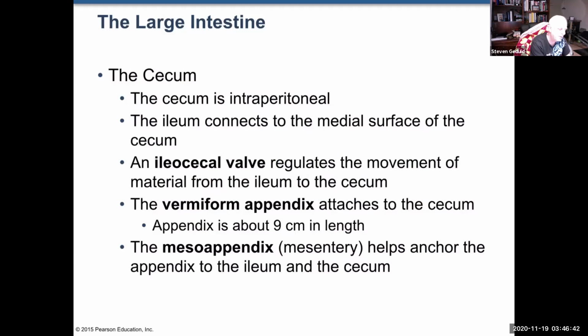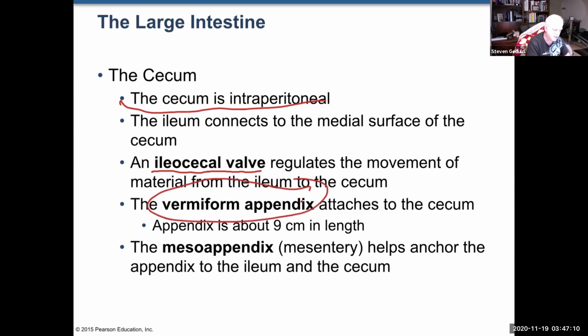So the cecum is intraperitoneal. The ileum connects to the medial surface of the cecum, which connects to the large intestine. You have an ileocecal valve that regulates movement from the ileum, which is your small intestine, into the cecum, which is your large intestine. That's where your appendix attaches.